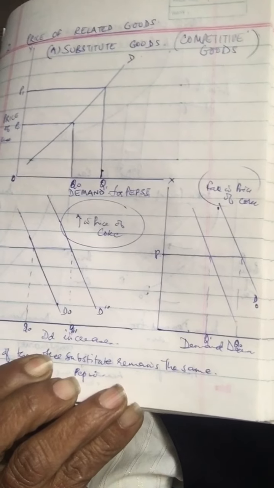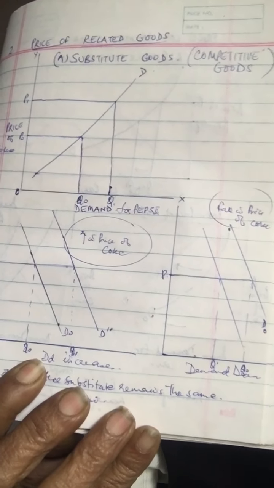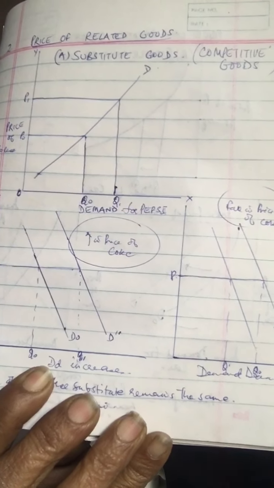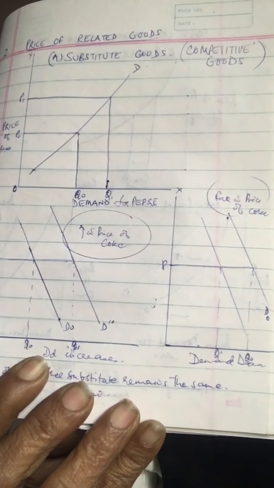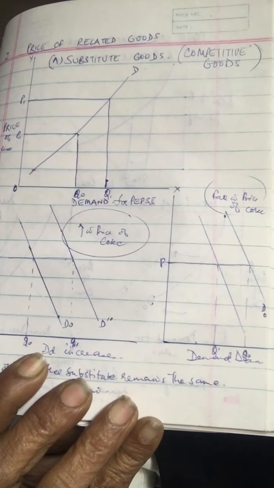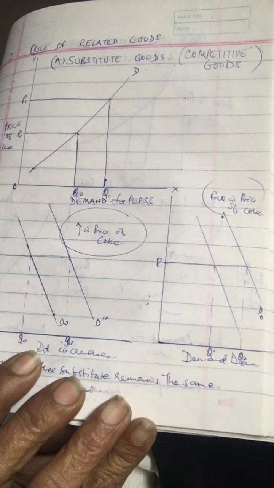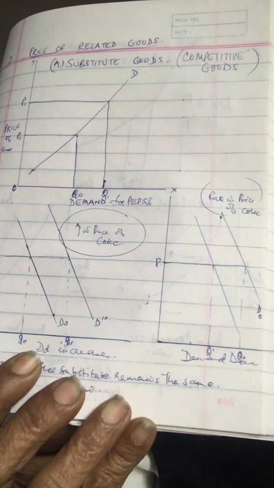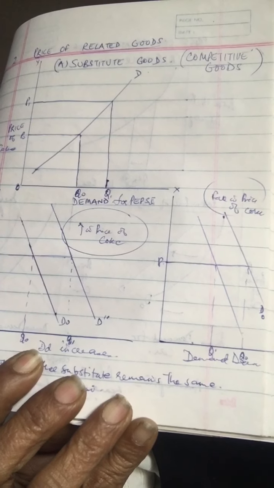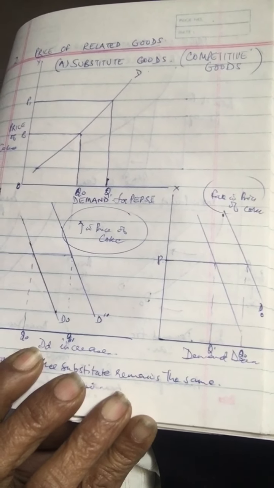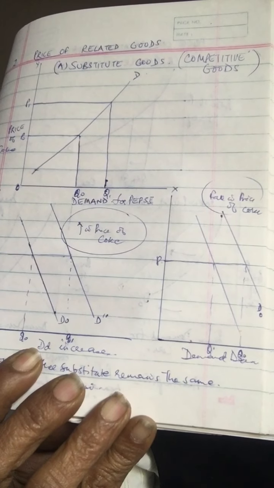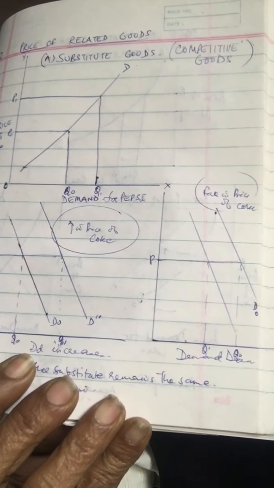But if you look at this figure, when the price of Coke rises, so what happens? The assumption is that the price of Pepsi doesn't change. So people will demand more of Pepsi. And in the other diagram, if the price of Coke falls, then the price of Pepsi remaining the same, there will be a decrease in demand for Pepsi. So you can see that.